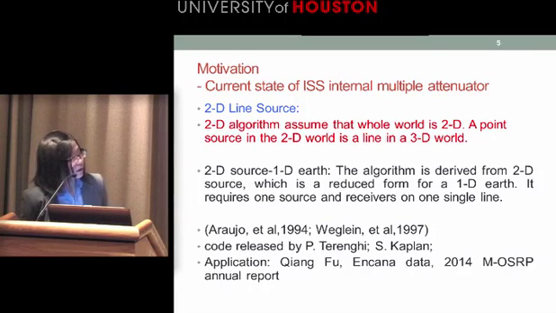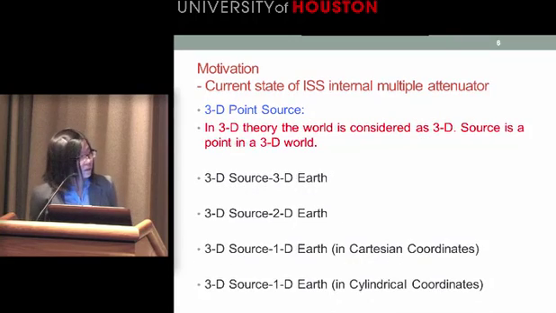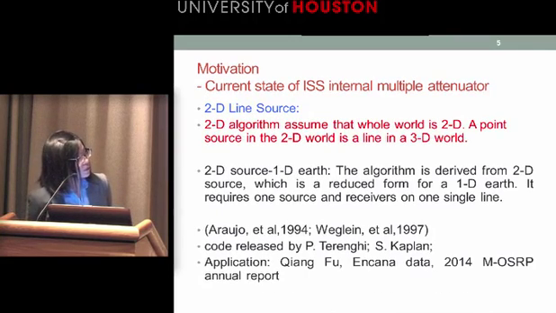This algorithm was pioneered by Araujo 1994 and Weglein 1997. And our group has the code released by Dr. Terenghi and Dr. Kaplan. And also, we have successfully applied this 2D source and 1D Earth algorithm to field data, as my colleague Chang Fu has shown to you yesterday, the Canada data, and that part is also in our annual report this year.